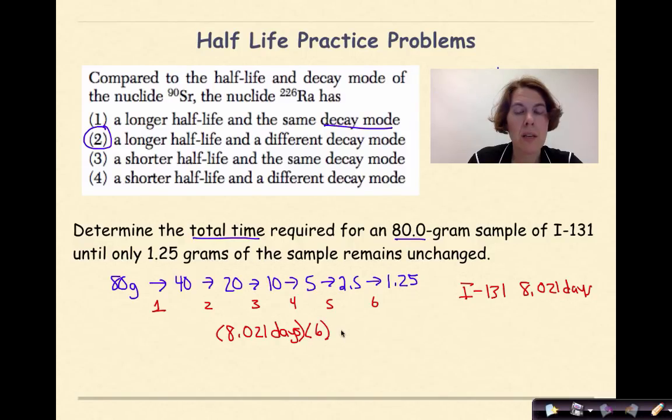So 8.021 days times 6 is 48.1 days. And that is to the correct number of significant figures, because if I look at my first number, that's 80.0, that's 3 significant figures there. I look at my second number, 1.25, that's 3 significant figures. I do not look at the 131 because that is a constant. So I know that my final answer here of 48.1 days is to the correct number of significant figures. And that is something that we always need to keep in mind.